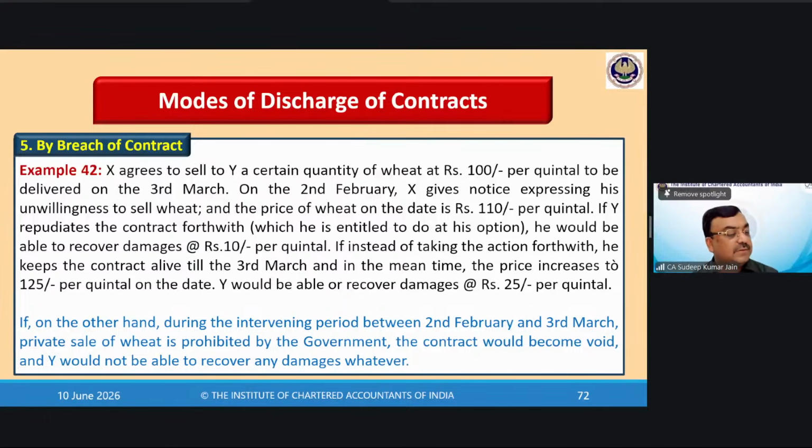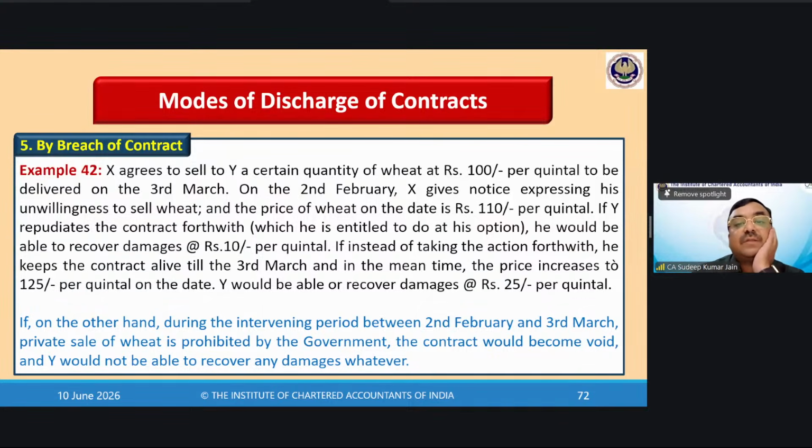X agrees to sell to Y a certain quantity of wheat at rupees 100 per quintal to be delivered on 3rd March. On 2nd February, X gives notice expressing his unwillingness to sell wheat, and the price of wheat on that date is rupees 110 per quintal. If Y waits, taking no action, till 3rd March, and in the meantime the price increases to 125 per quintal, on that date Y would be able to recover damages of rupees 25.